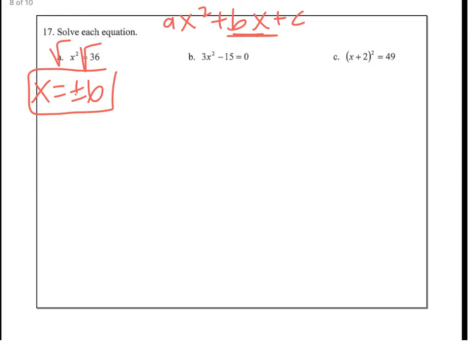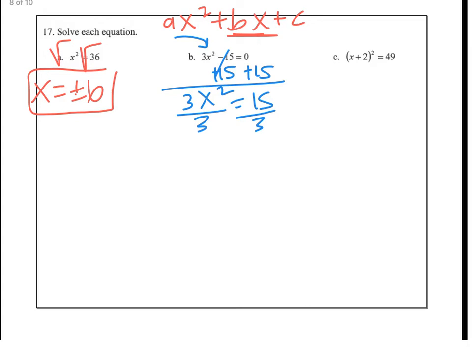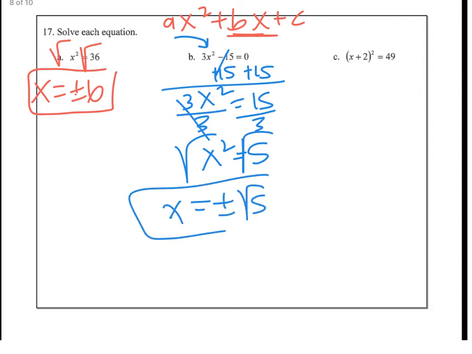Looking at our middle term, in my head I'm reminding myself that I need to get the x squared by itself. So I would start out by adding 15. I get 3x squared is equal to 15, and then I would divide by 3. So I get x squared is equal to 5, and then I would take the square root of each side. So I get x is equal to plus or minus the square root of 5. If I didn't see this on my test, then I would enter the square root of 5 in my calculator and change it to a decimal, see if I can find it that way. If that still doesn't show up, then I'd go back and check my work.